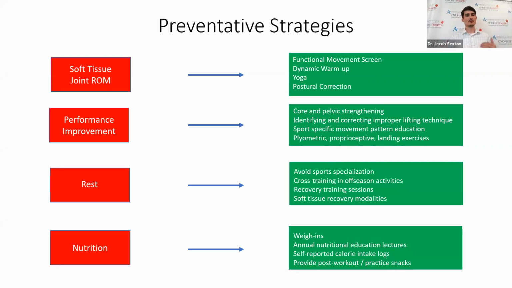Postural correction, performance improvement. You've got to focus on the core and pelvic strengthening, identifying and correcting improper lifting techniques, sport-specific movement pattern education, incorporation of plyometric, proprioceptive, single leg, core stability, and landing exercises. Rest, avoid sport specialization. Good luck.